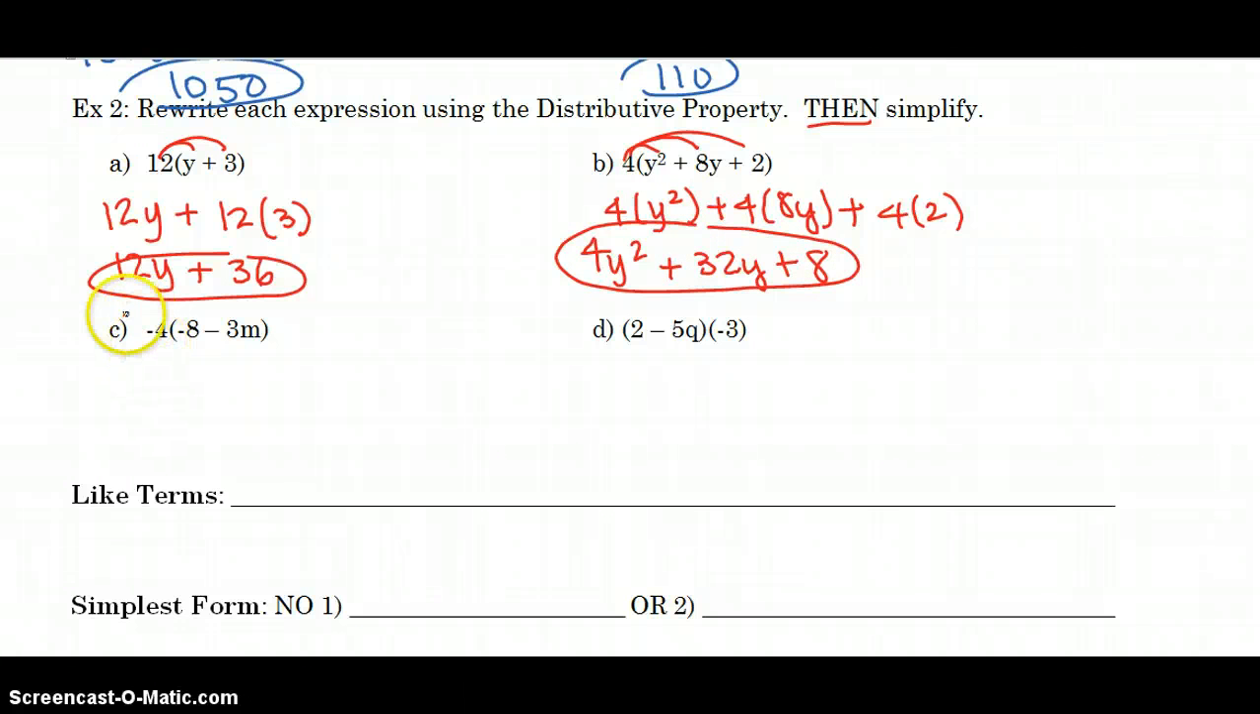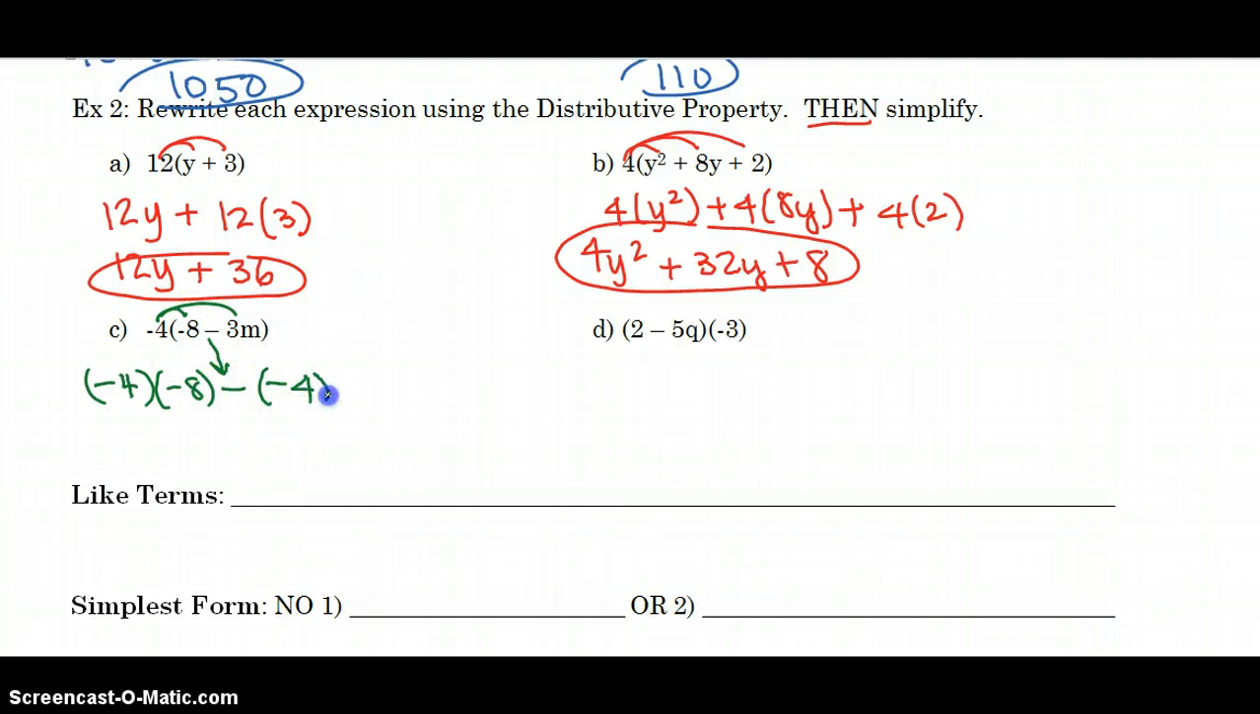Watch out for the negative for this next problem. We have a negative 4 that we're going to distribute. So it's going to be a negative 4. I'm going to go ahead and put it in parentheses, times a negative 8 minus, and this is this minus sign right here. What's being distributed?